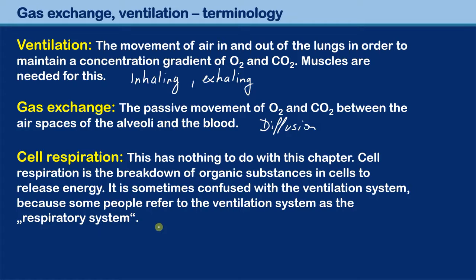So cell respiration is when you convert glucose plus oxygen. It's not balanced right now, okay? And you convert it to CO2 and water. And if you want to balance this, you need 6 oxygen, 6 carbon dioxide, you make 6 water, and you release in this process energy in the form of ATP.